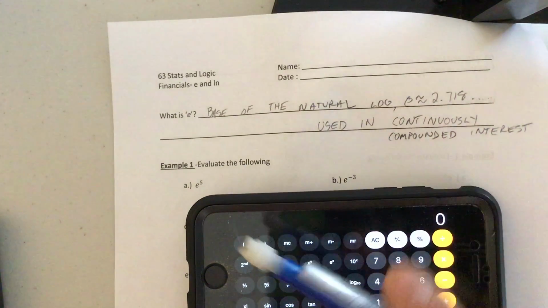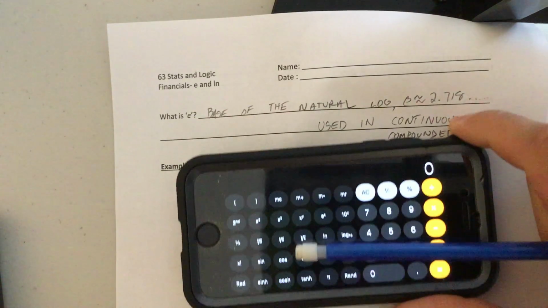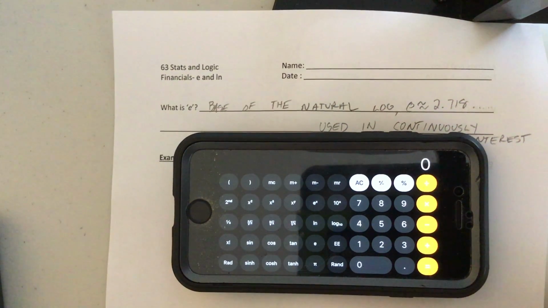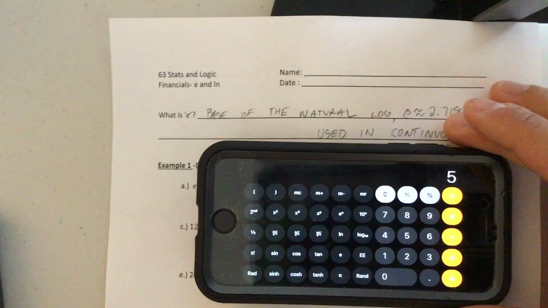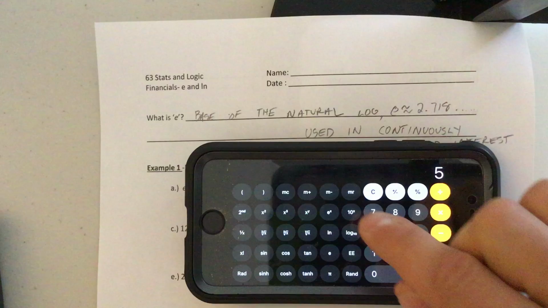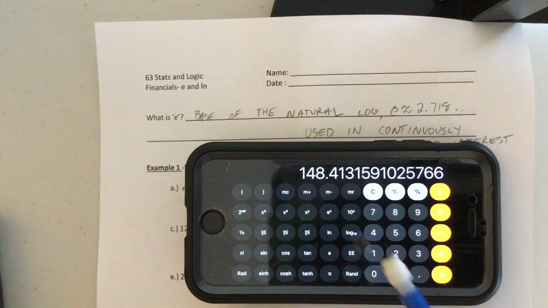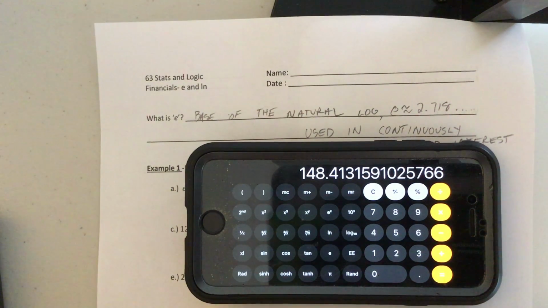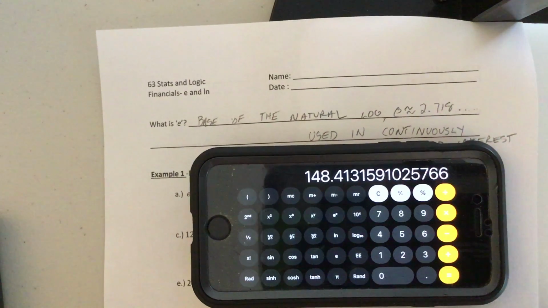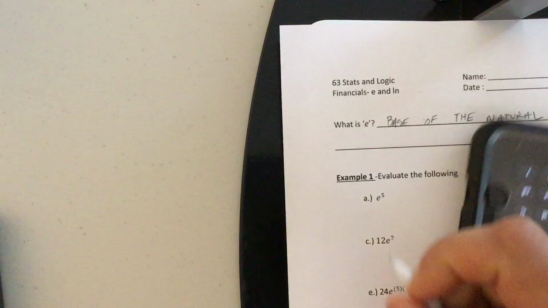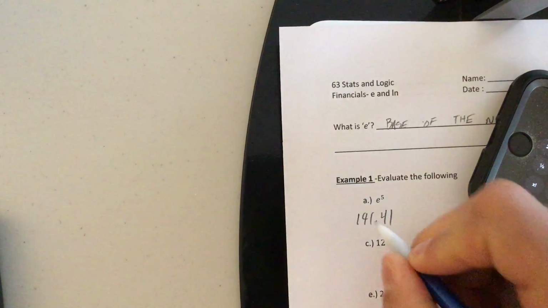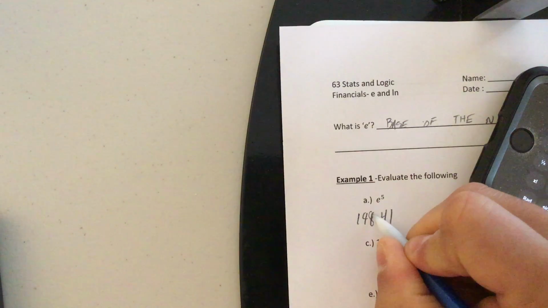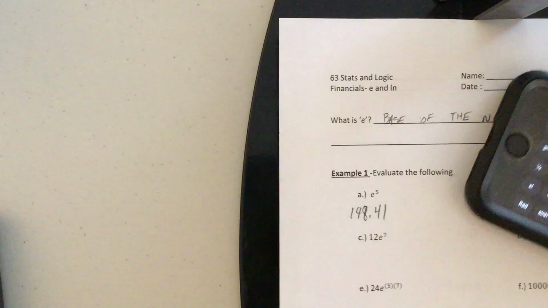Since we have E to the fifth over here, we have to type our exponent first. So I'm going to type in my exponent, 5, and then I'm going to hit E to the X. That means E to the power of 5 is about 148.41. Now you're going to say, old timer, you did that quick. Don't worry, I'll show you again. Oh, 148. So sorry, that's on me. Sorry about the bad 4.